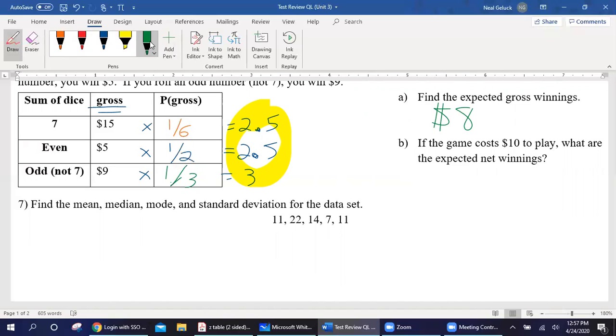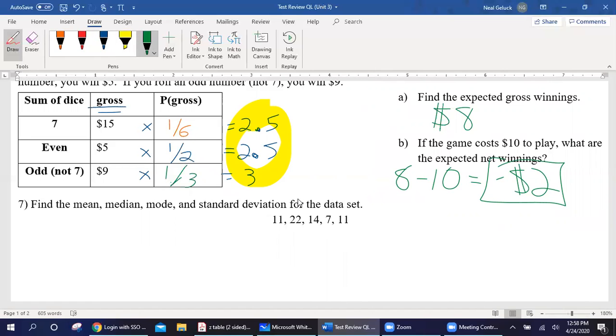If the game costs $10 to play, what are the expected net winnings? Well, I take my gross winnings, 8, minus my costs, 10. That's going to leave me with an expected net of negative $2. And again, typically your net in any kind of gambling game is going to be negative, or it should be.